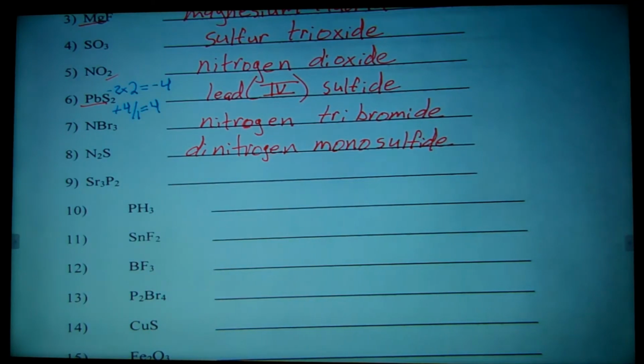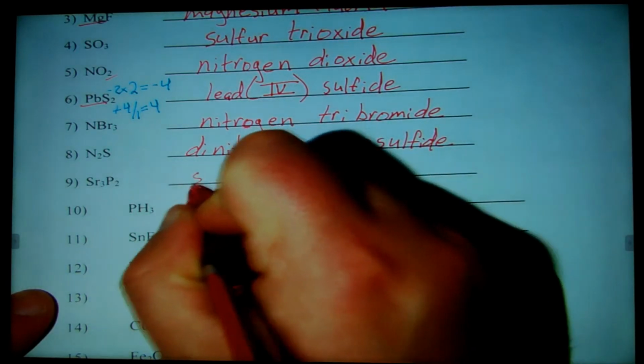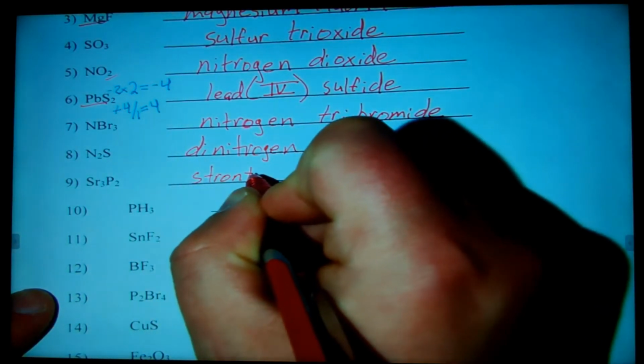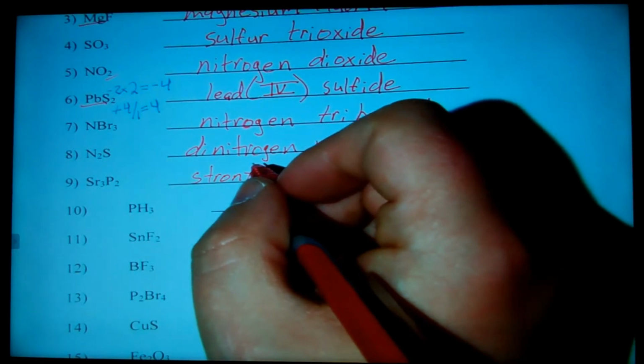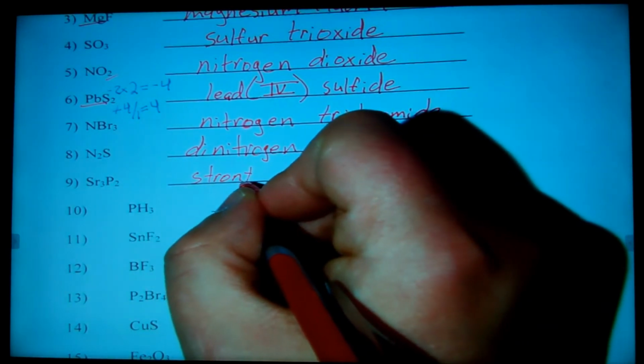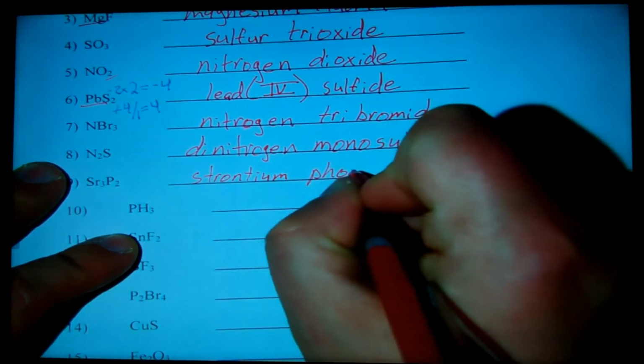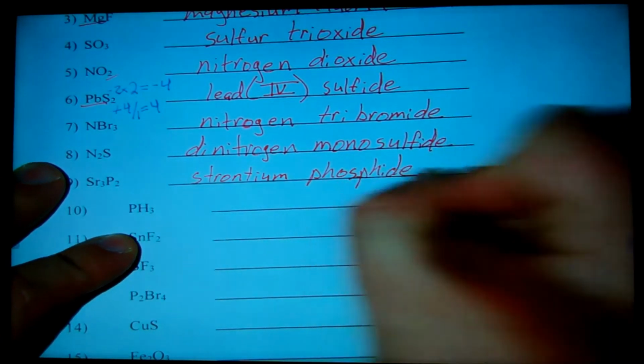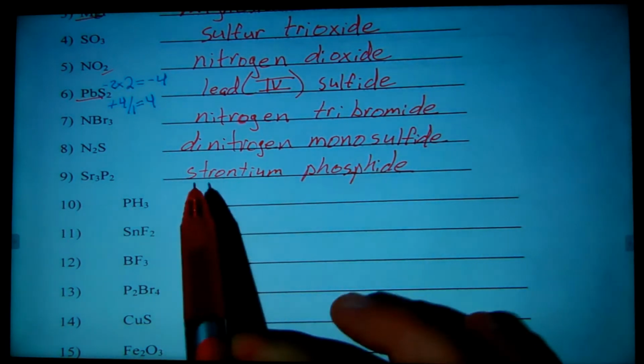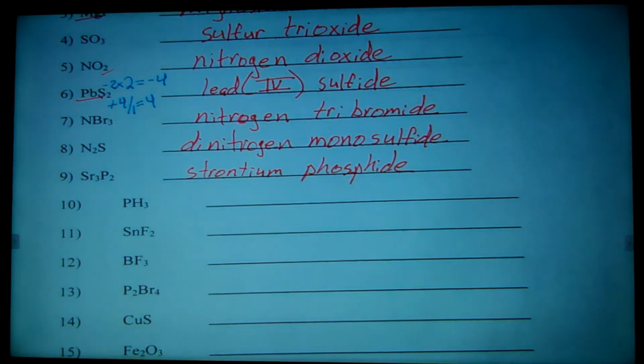Number 9, Sr is strontium, which comes from the second column, therefore a metal. P is phosphorus, a non-metal, so ionic. Strontium has a fixed charge, so name it based off of the cations and anions. So it's strontium phosphide. It wouldn't have a prefix on it because strontium is a metal and phosphorus is a non-metal, so it's an ionic bond.